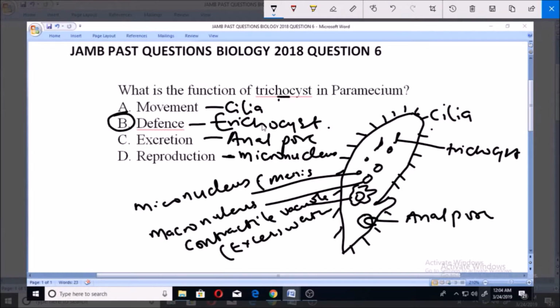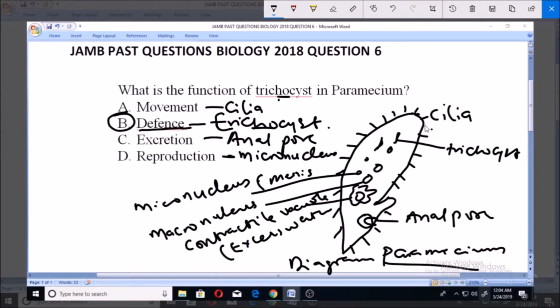The trichocyst is used for defense, and that makes B the answer. For movement, it's the cilia; for excretion, the anal pore and the contractile vacuole; for reproduction, the micronucleus. So B is the right answer, and this is the diagram of a Paramecium. It's a eukaryote. This diagram shows the various parts and their functions.